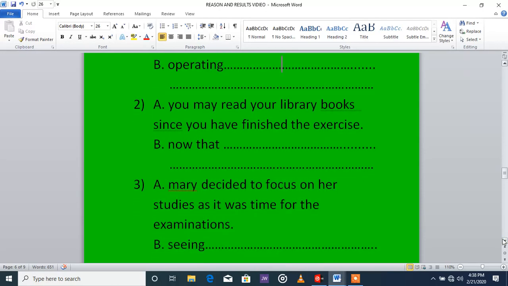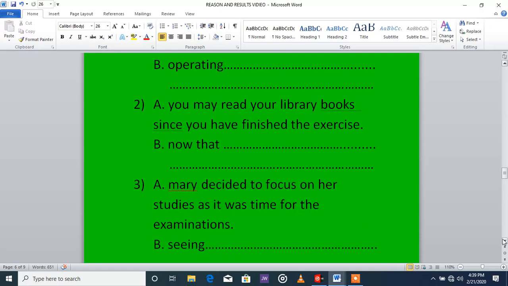Then look at number 2 there. It says, you may read your library books since you have finished the exercise. It means, why are these people now allowed to read their library books? It's because they have finished the exercise. So that's the reason, the one you start with.